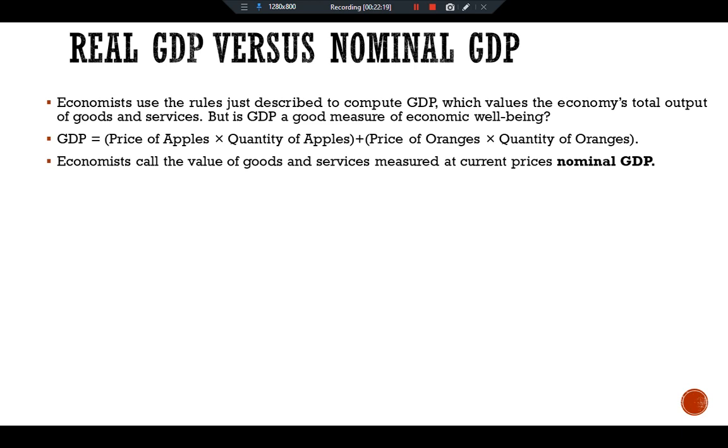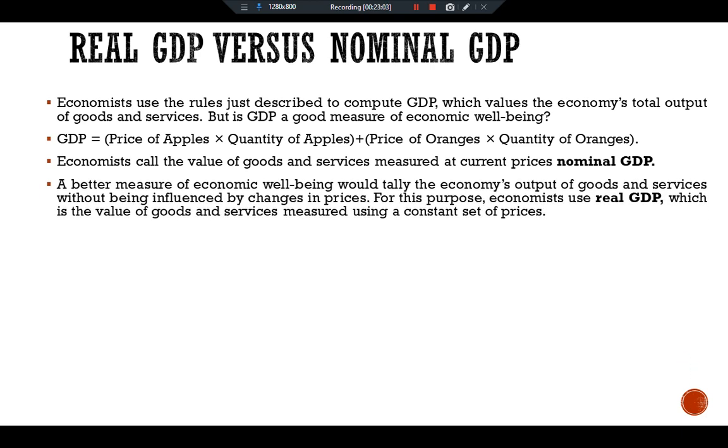It is easy to see that GDP computed this way is not a good measure of economic well-being. That is, this measure does not accurately reflect how well the economy can satisfy the demands of households, firms, and the government. If all prices double without any change in quantity, nominal GDP would double. Yet it would be misleading to say that the economy's ability to satisfy demands has doubled, because the quantity of every good produced remains the same.